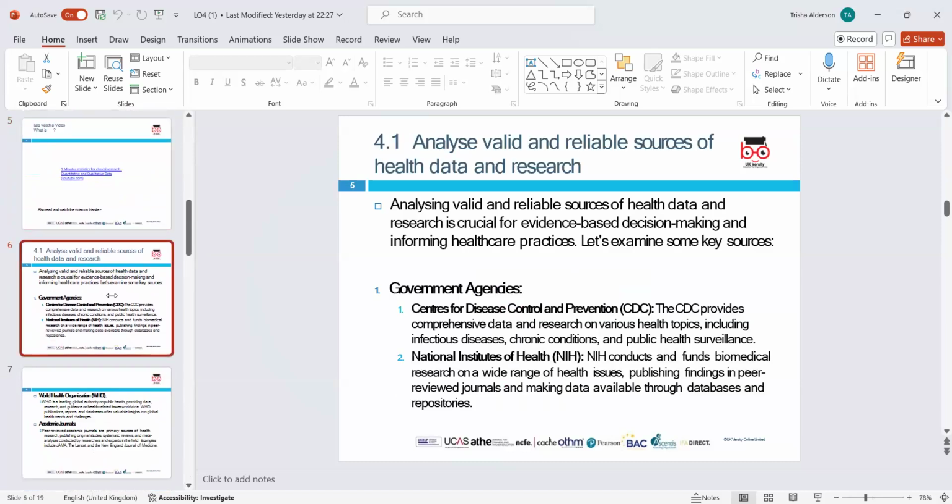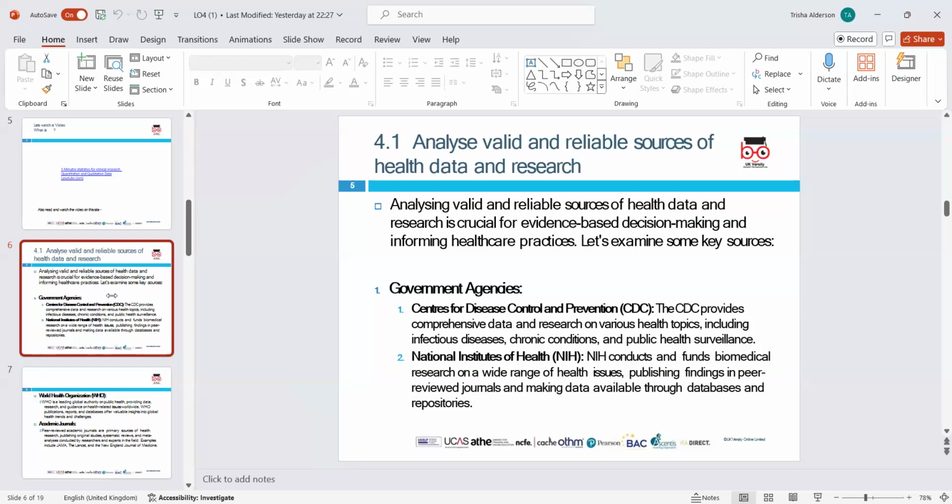Now we're going to analyse valid and reliable sources of health data and research. Analysing valid and reliable sources of health data and research is crucial for evidence-based decision-making. It's always necessary to have evidence-based decision-making within research in order to go ahead with anything. You need the evidence to prove that something's going to work. This informs healthcare practices. So let's examine some key sources.